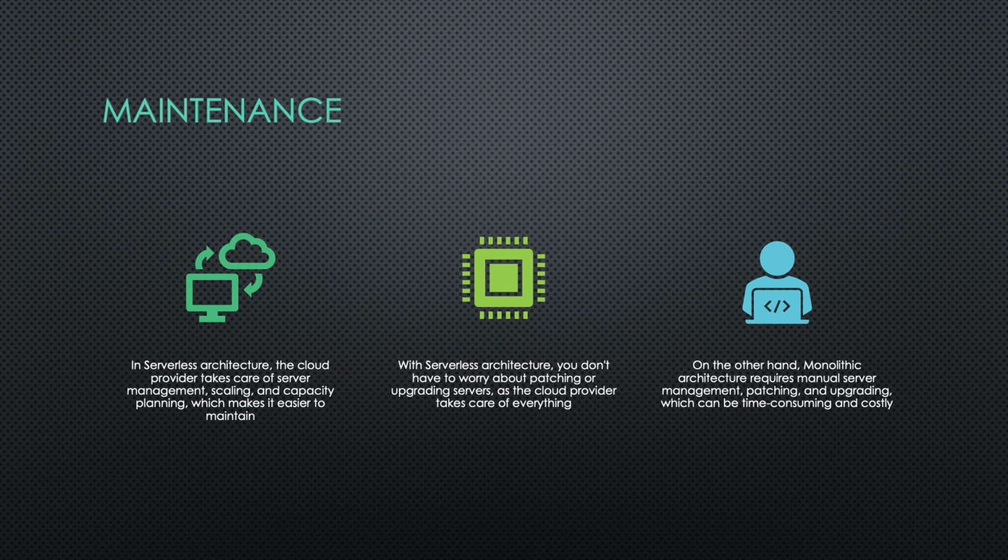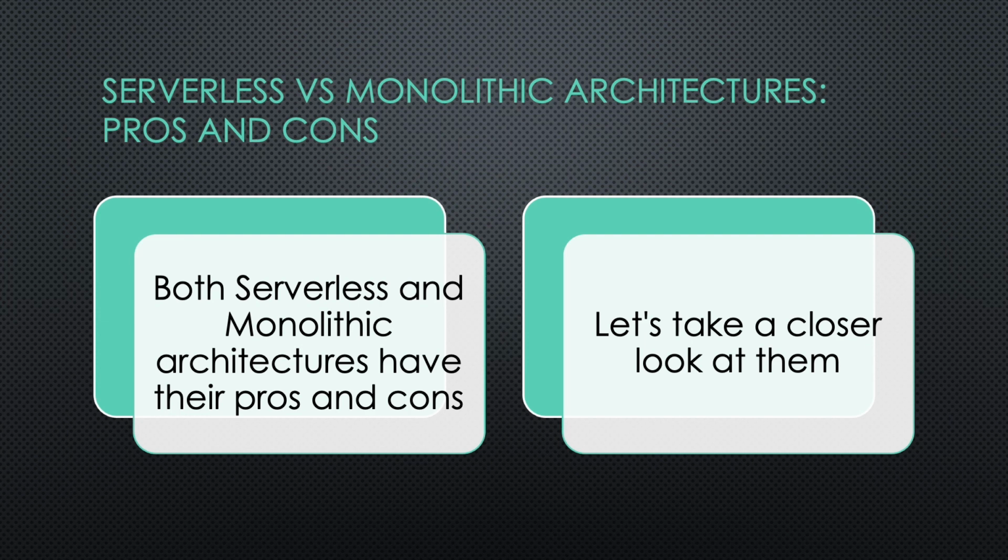Maintenance. Maintenance is another factor that you should consider when choosing an architecture. In serverless architecture, the cloud provider takes care of server management, scaling, and capacity planning, which makes it easier to maintain. With serverless architecture, you don't have to worry about patching or upgrading servers, as the cloud provider takes care of everything. On the other hand, monolithic architecture requires manual server management, patching, and upgrading, which can be time-consuming and costly. With monolithic architecture, any changes to the application require a redeployment of the entire codebase, which can be complicated and time-consuming.